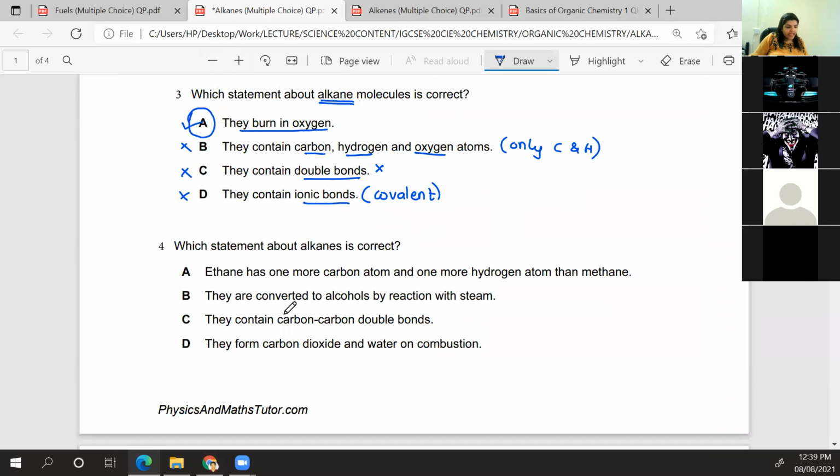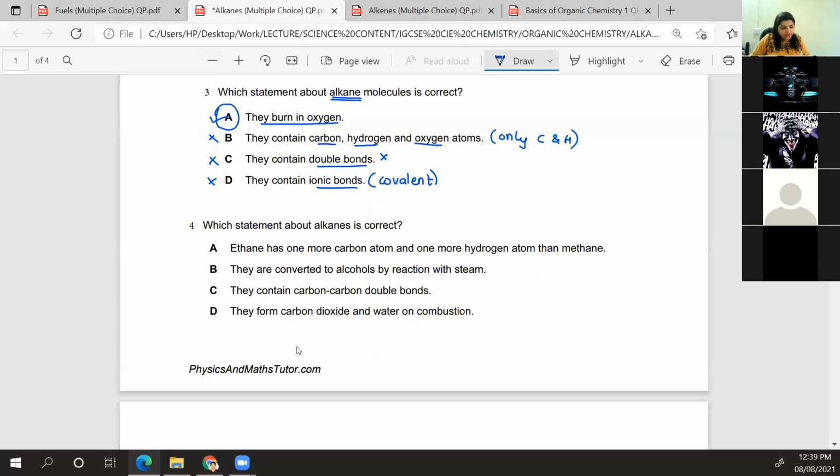Which statement about alkanes is correct? I'm going to give you 1 minute. Okay, let us check, starting from A. Ethane has one more carbon and one more hydrogen atom than methane. We have studied the homologous series: this is methane CH4 and C2H6. One more carbon, that's correct, but instead of one more hydrogen, there are two more hydrogens than methane. So the first option is incorrect.